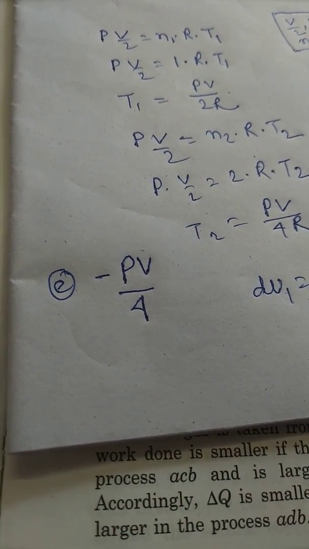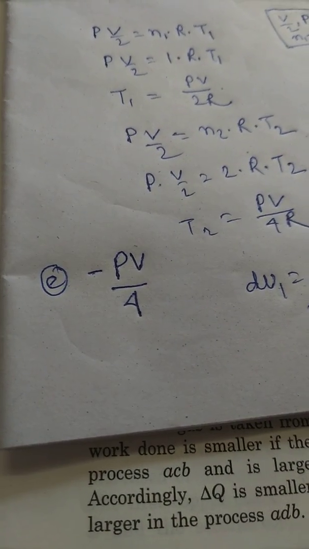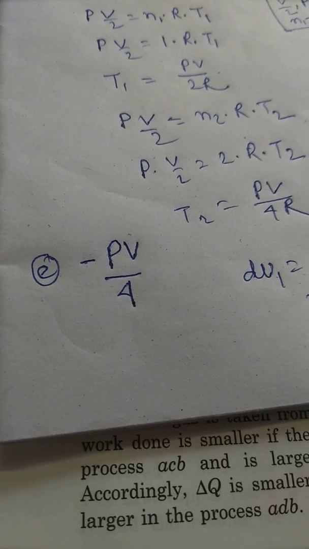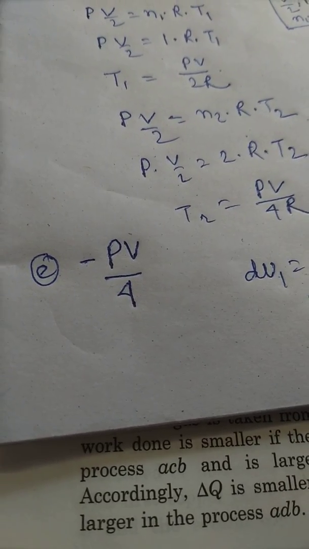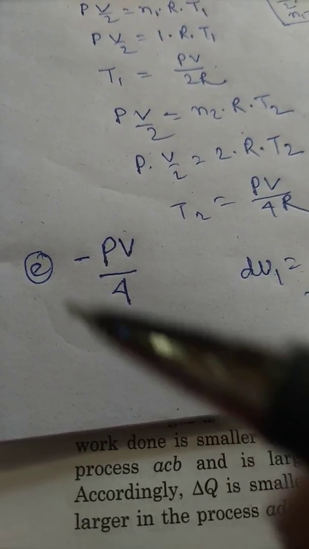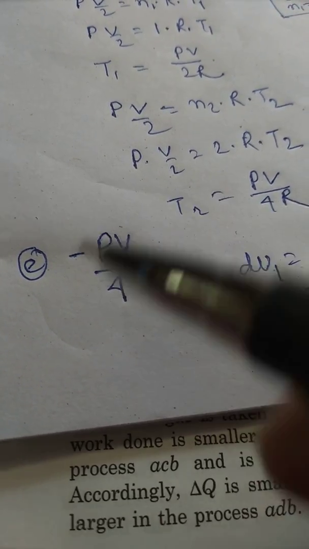This amount of energy is given by the left part to the right part. So when it gives energy away, how can its energy increase? It actually decreases, and decrease means negative increase. That's why it is minus PV by 4.